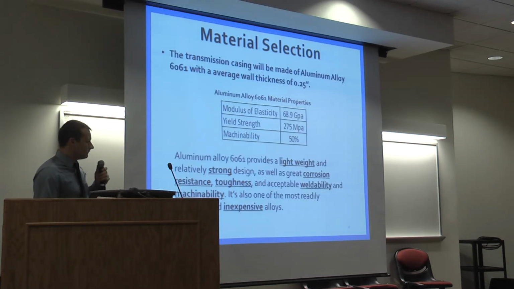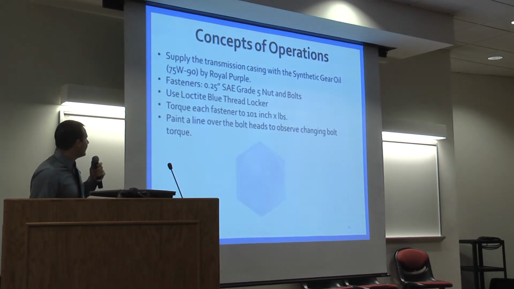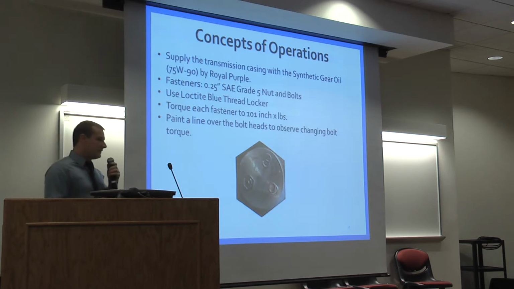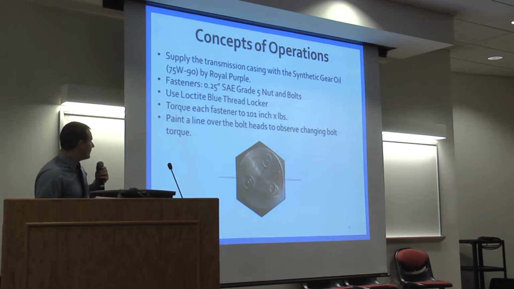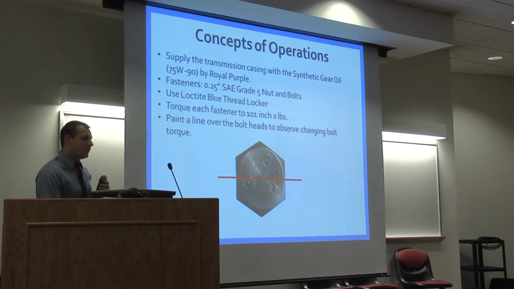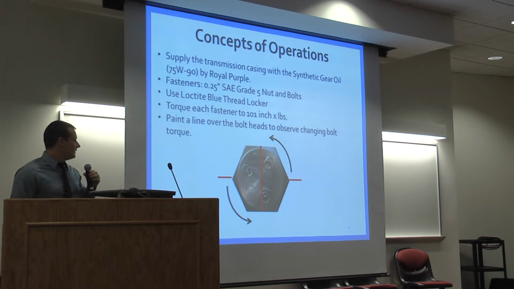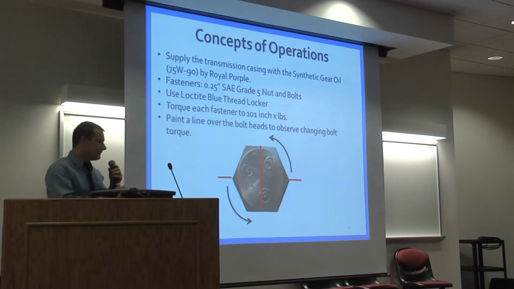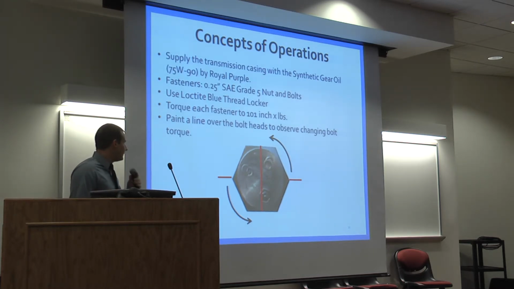And finally, a new concept will be, once we install these fasteners, to take the bolt head and paint a line over it. While the vehicle is in a competition event, students can notice if a bolt is losing torque: if the bolt turns, you can see a mismatch within the painted line.